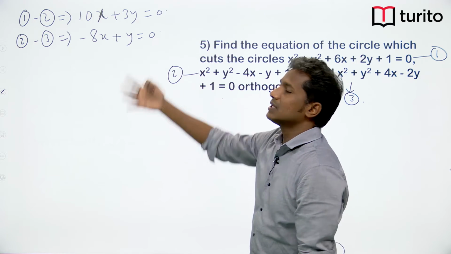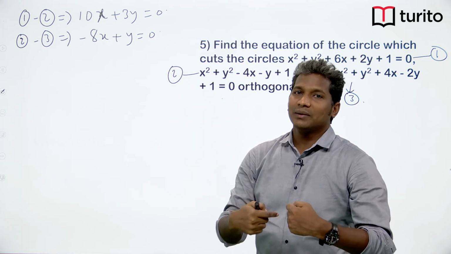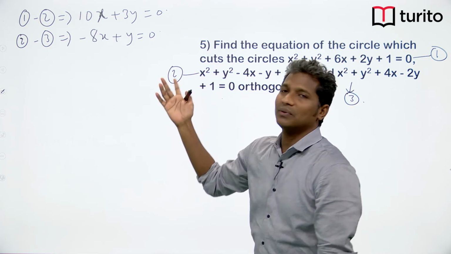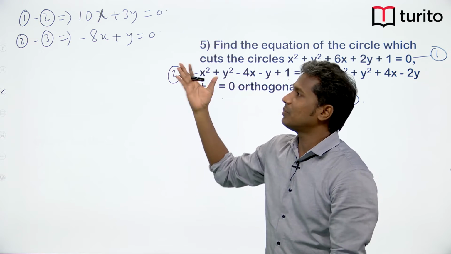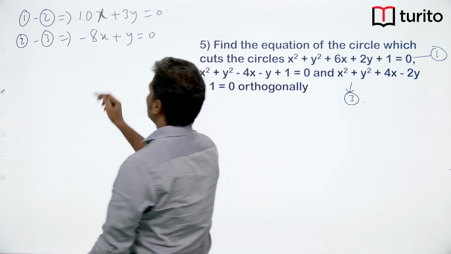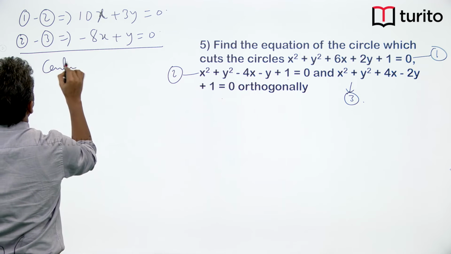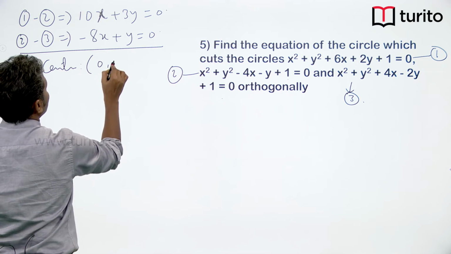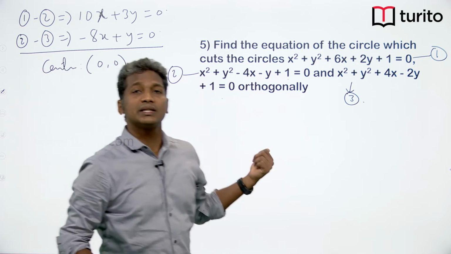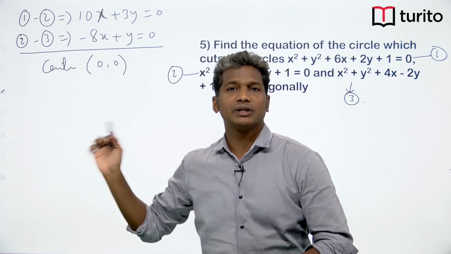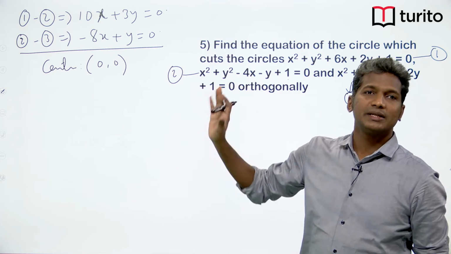Now, equations have already come in very simplest form, that is both are passing through the origin. So, the point of intersection is the origin, which makes the center of the circle, which is orthogonal to all three circles, at the origin, which is very simple.